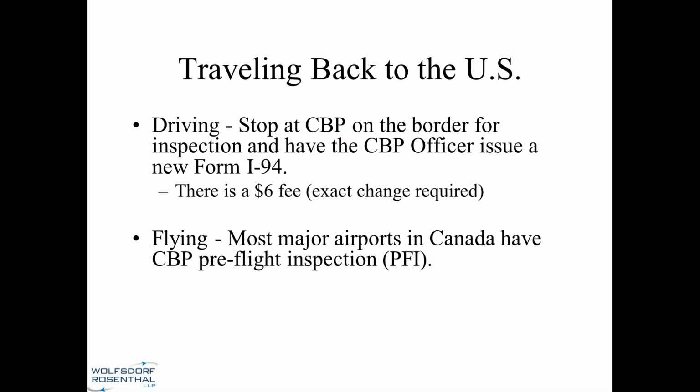When traveling back to the U.S., if you're in Mexico or Canada, you have the option of driving. So you would stop at the port of entry and process with Customs and Border Protection. They do charge a $6 fee for issuing the paper I-94. You should have exact change in U.S. currency. If you're flying back from Canada and some other countries, they have what's called pre-flight inspection, where there are U.S. Customs and Border Protection officers stationed at the airports, and you would process there. Otherwise, you would process at the port of entry in the United States.